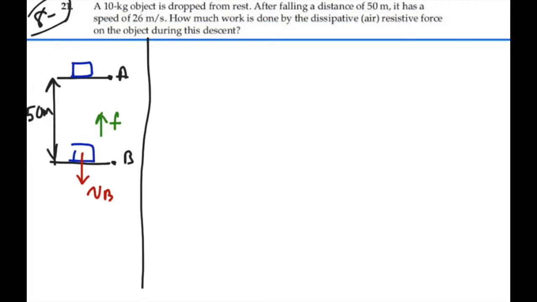We want to employ the one equation to rule them all. The kinetic energy at A plus potential energy at A plus any work done along the way will equal the kinetic energy at B plus the potential energy at B. Question is, which if any of these terms might actually be zero? And we know that we started from rest, so our kinetic energy will be zero.